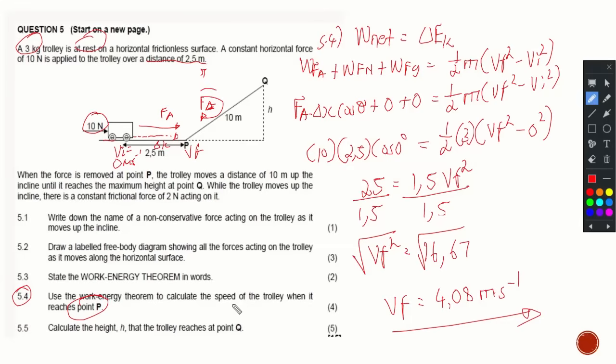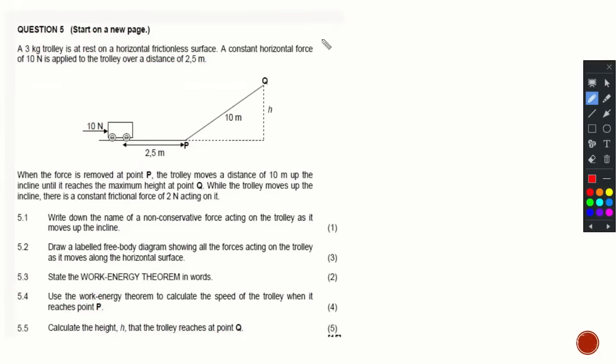And then we have used the work energy theorem for that. And then 5.5, this is not a work energy theorem that I'm going to use, because if we are looking for the height, then we understand, okay? So I can still use the work energy theorem though. Let me try. Then calculate the height h that the trolley reaches at point Q. Remember, I did say that it works best for situations whereby there is no height. But then you can also use it for situations where there is height. So let me just prove that with this question. So 5.5. And now we are focused on this point here.